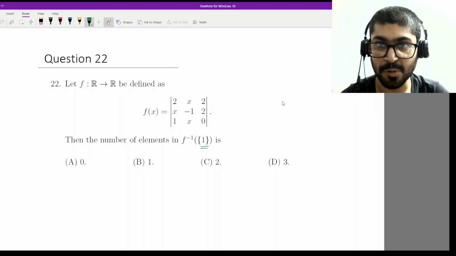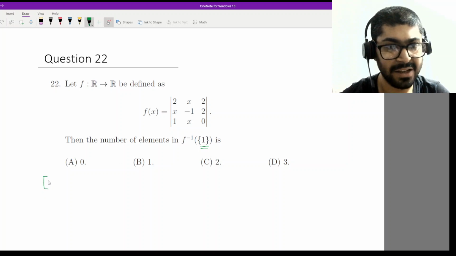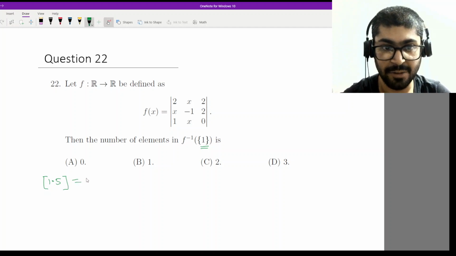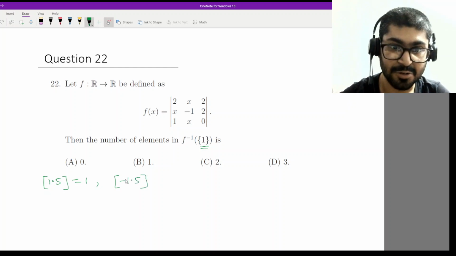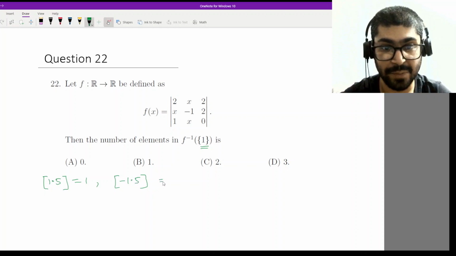Now I hope you remember what are fractional parts and greatest integer functions. So greatest integer function for something like 1.5 would be the greatest integer less than or equal to this number, right? So it will be 1. Greatest integer function for something like minus 1.5, the greatest integer less. So for minus 1.5 it won't go back to minus 1, it will go back to minus 2.